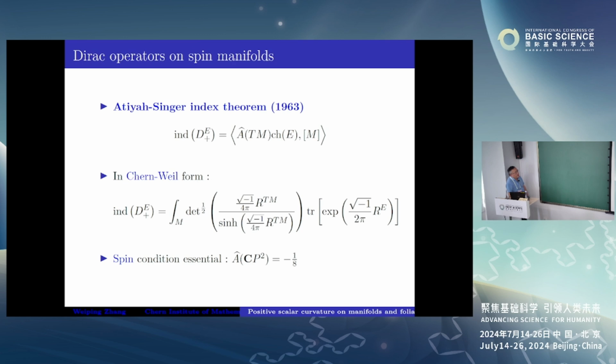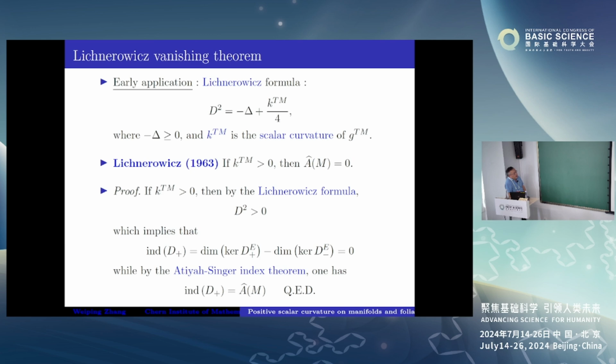An early application of this Atiyah-Singer index theorem is to the scalar curvature problem. Lichnerowicz computed explicitly the square of the Dirac operator. He found that it is equal to the Bochner Laplacian plus the scalar curvature over 4. Here the Bochner Laplacian is negative, and of course this is the scalar curvature of the metric. With this, Lichnerowicz showed that if on a closed spin manifold there is a metric of positive scalar curvature, then the A-hat genus is equal to 0.